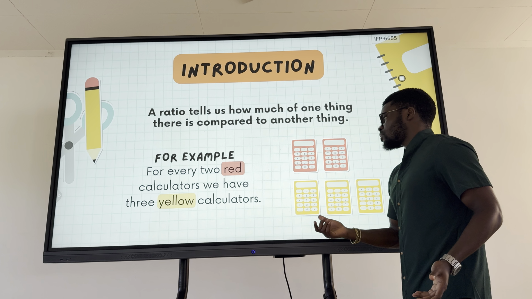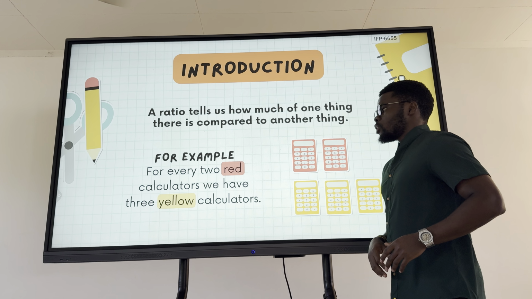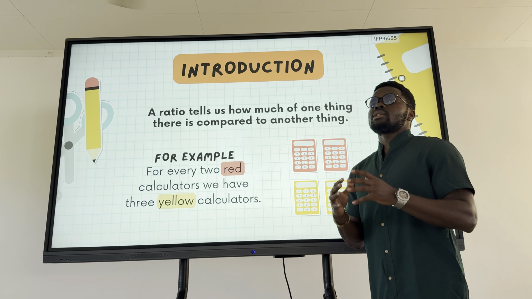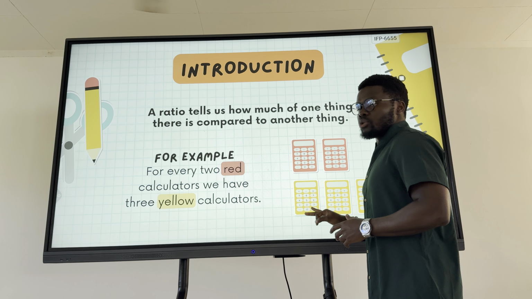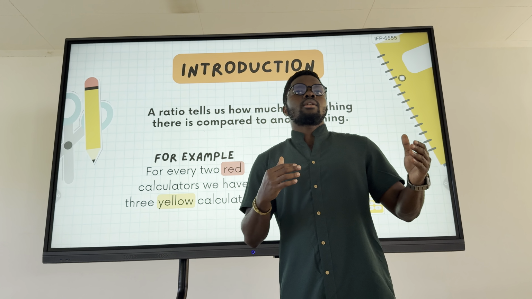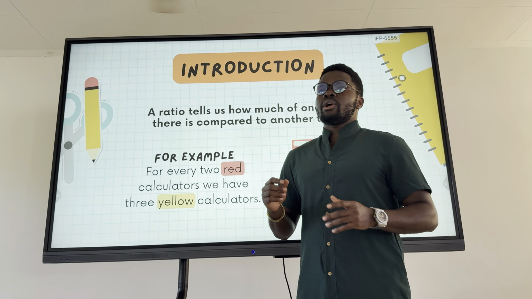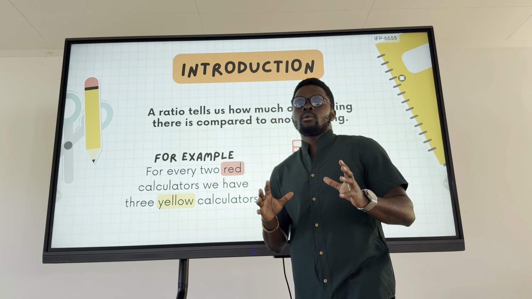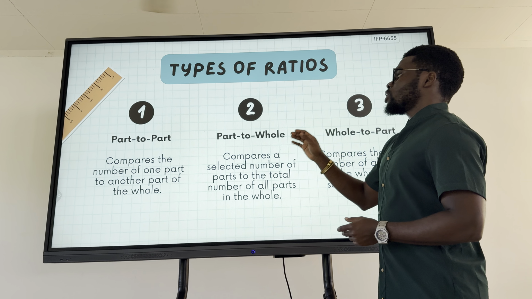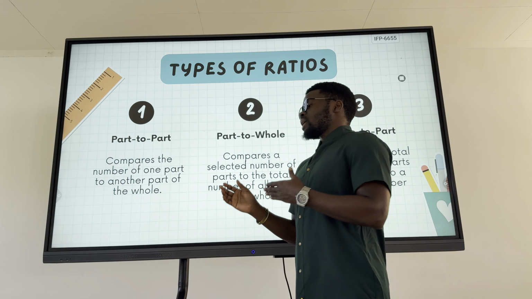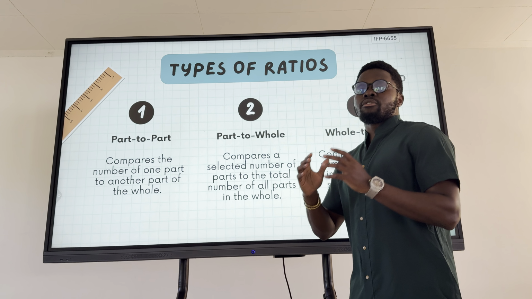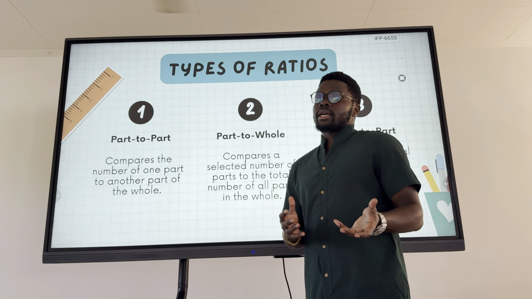Here goes an example. They'll tell you that for every 2 red calculators, we have 3 yellow calculators. And these are ratios, 2 to 3. And we shall be using that language of 2 to that, 3 to this. And ratios are represented by 2 dots in between 2 numbers. So part to part, we are going to compare the number of one part to another part of a whole. So ratios are more like fractions and percentages per se.